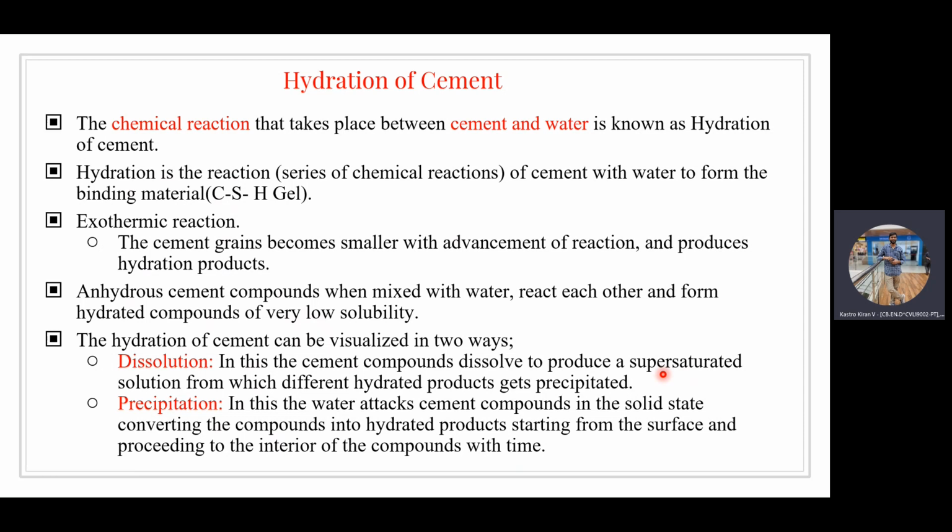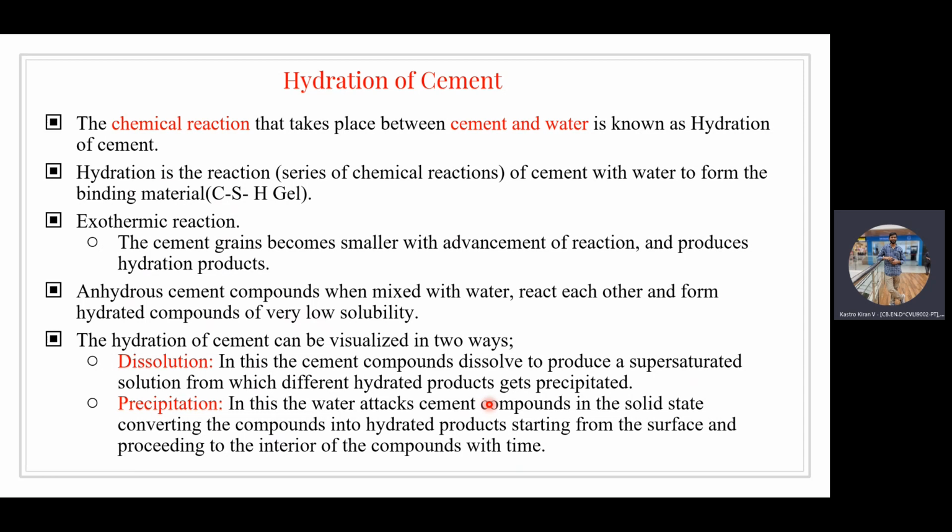Once this supersaturated solution is formed, the final products, which are called hydrated products, get precipitated. So dissolution is the process where, when the cement compounds dissolve in the water, they produce a supersaturated solution from which different hydrated products get precipitated.